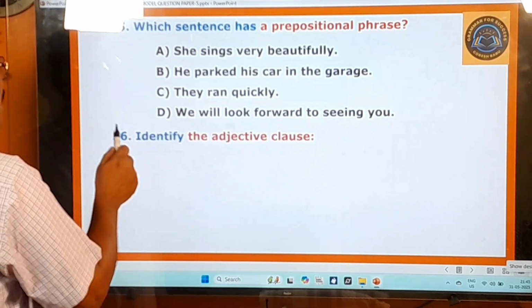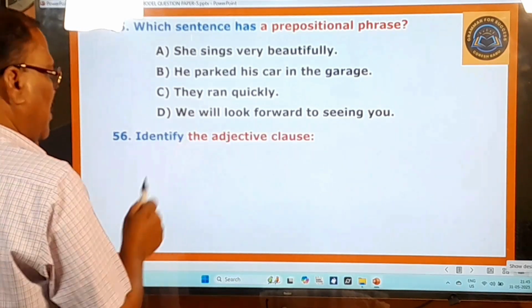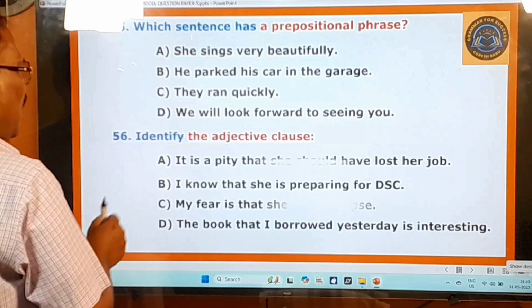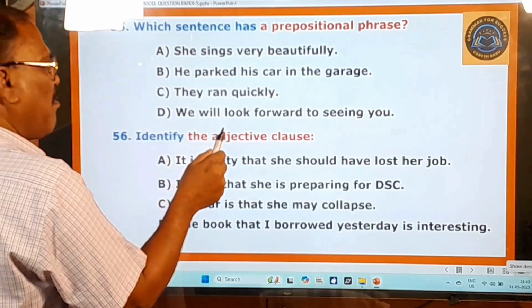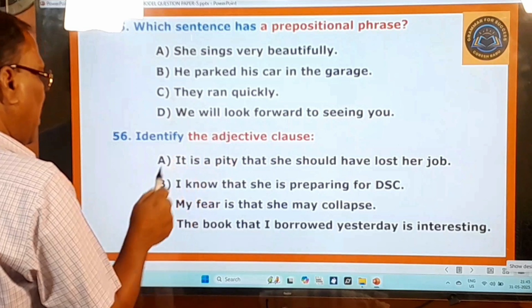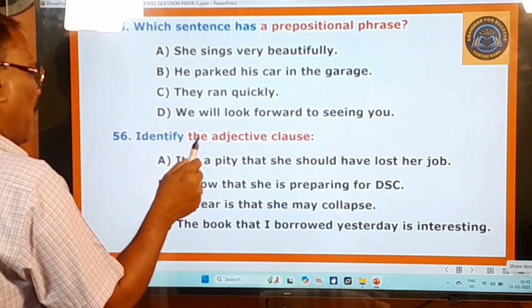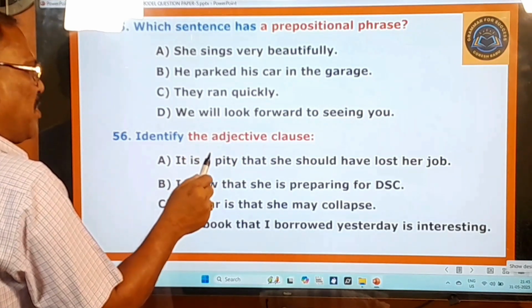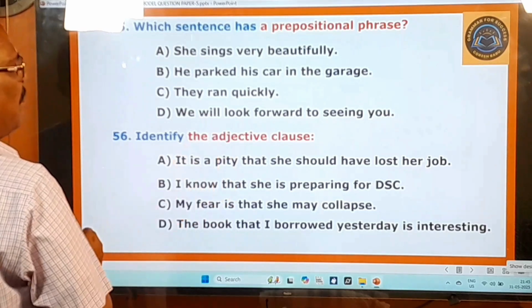56th question. Identify the adjective clause. It is a pity that she should have lost her job. I know that she is preparing for DSC. My fear is that she may collapse. The book that I borrowed yesterday is interesting.